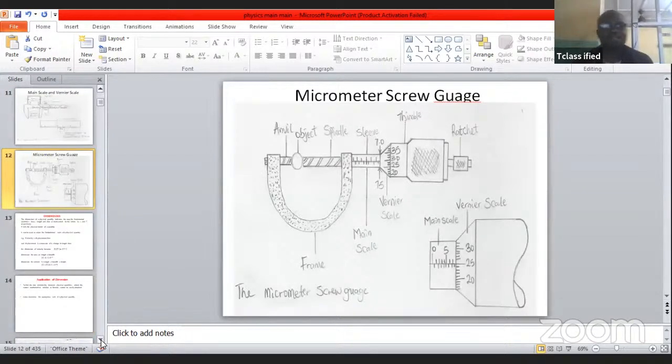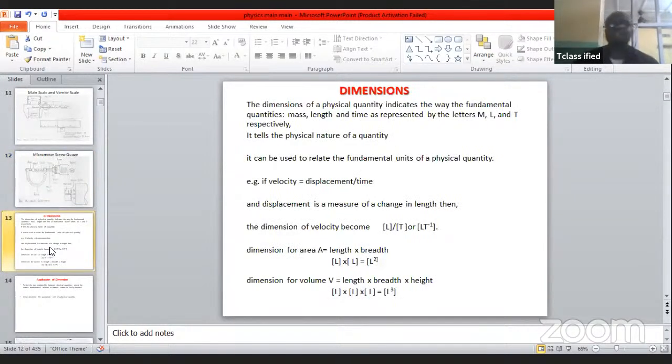So we've looked at the vernier caliper and the micrometer screw gauge. Those are where you're going to be having your questions from. Okay, so let's now quickly look at dimension. Then immediately after dimensions, we are going to move straight into solving past questions. In solving past questions, we are going to be able to exhaust everything that we've learned. We see them exactly how they come out in JAMB and WAEC, okay?